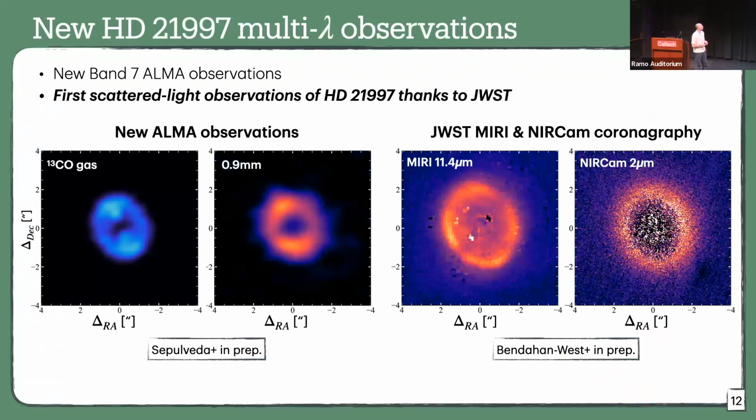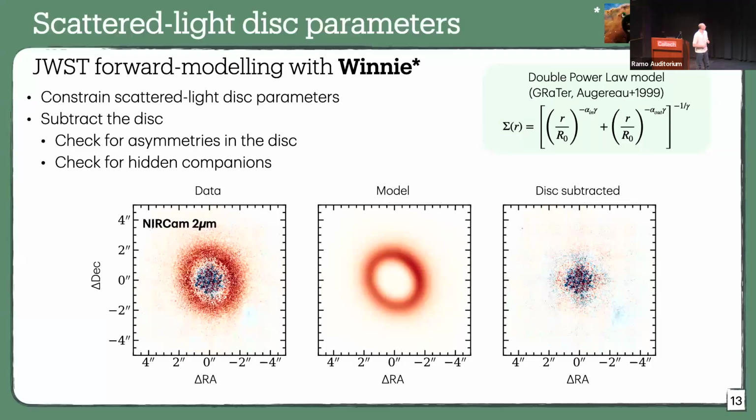disk with MIRI and NIRCam coronagraphy at 11.4 micron and 2 micron. So from this, we can forward model our JWST disk. So here I'm showing you an example of our 2 micron data, where we model the disk and try and constrain the scattered light disk parameters for the first time. From this, then, we can subtract our disk, and we can check for any asymmetries in the disk, which we don't see any, or we can check whether there are any companions that were hidden behind the emission of the disk, which we don't find any.